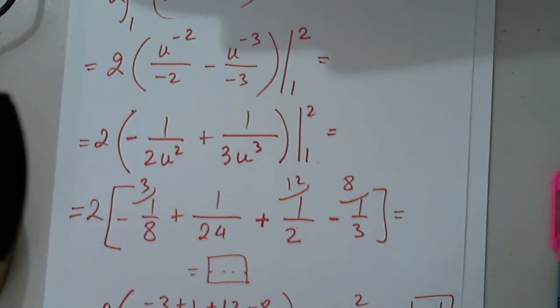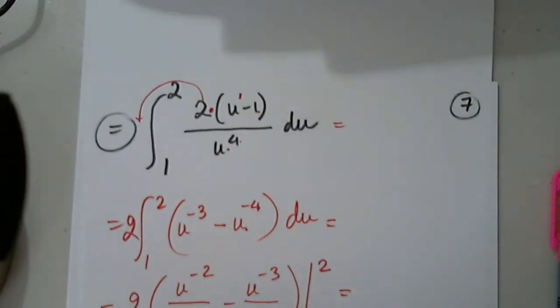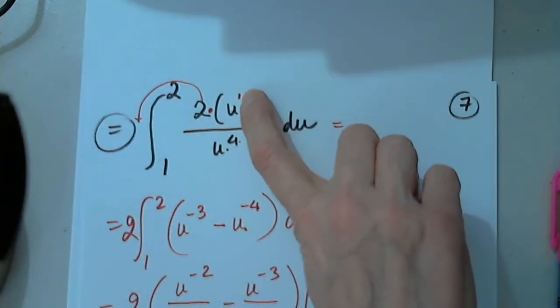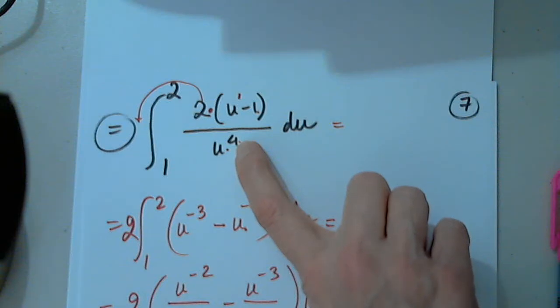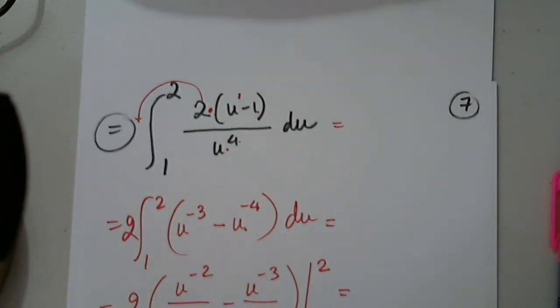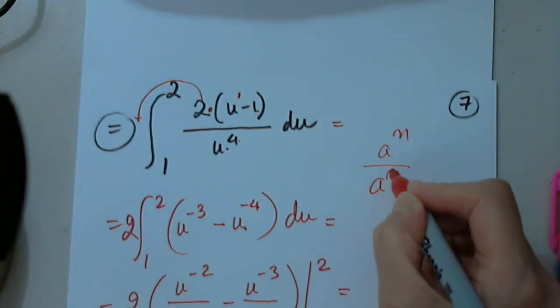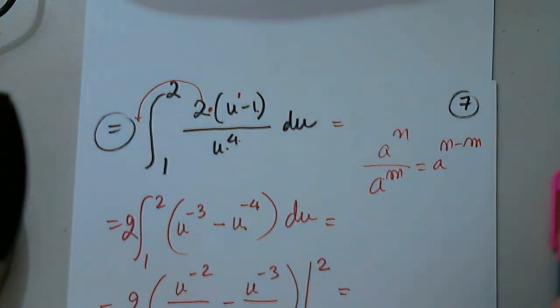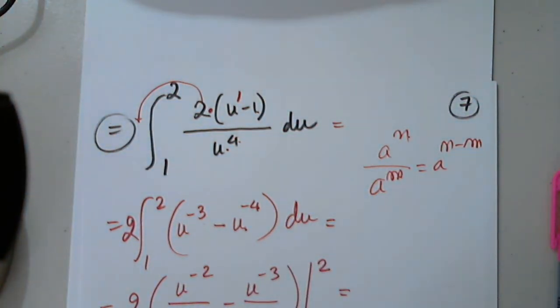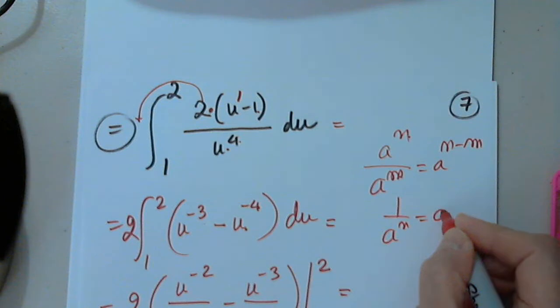I have a question about this. Yes? Where it went to u to the negative 3, how did we get that? This one? Yes. U to power 1 over U to power 4. I copy the base and subtract the power of the denominator from the power of the numerator to get negative 3. So a to n over a to m is a to n minus m. So 1 minus 4 is negative 3. And the negative 1? 1 over a to the nth power is a to negative n.